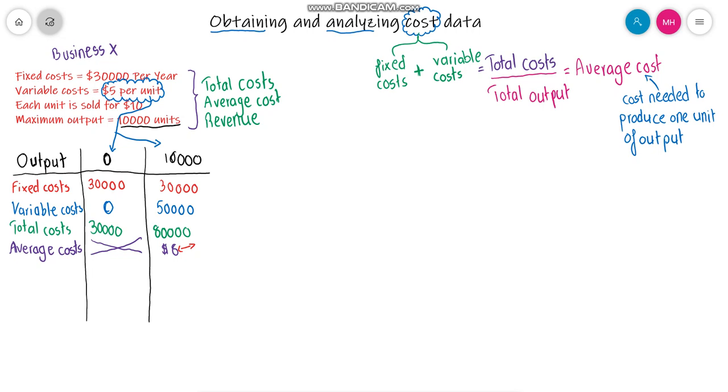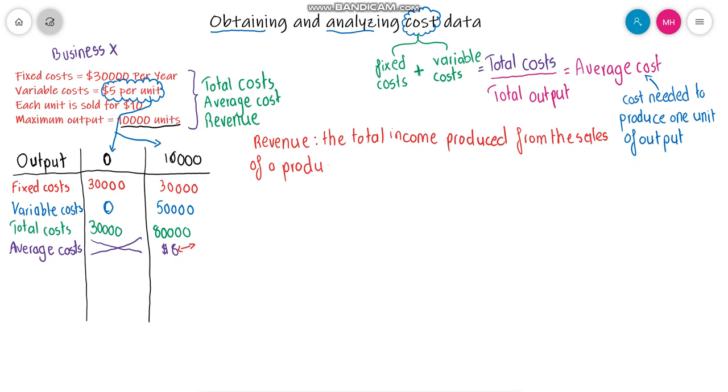Okay, now lastly, revenue. Revenue is basically the total income produced from the sales of a product. Total income means the money that goes to the business, and in this case it's business X. Sales means the number of products sold. Okay, so now we know that, so now we'll calculate revenue.